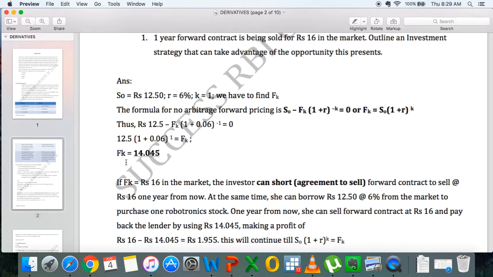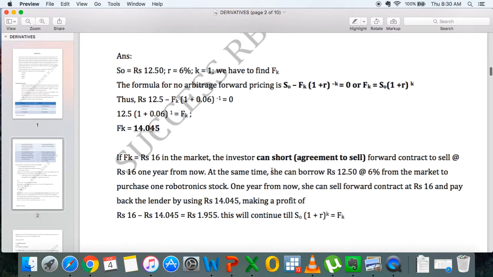But the expected future rate is 14.045. By calculation, this is the equilibrium or the expected future rate. The future rate is lower, and I can sell it for more. So I will sell the forward contract. I will short the forward contract. Now there are two terms here, short and long. Long is the right to buy and short is the right to sell. So here I will short, because then I will have the right to sell the forward contract at rupees 16 after 2 years. I have the right to sell it at rupees 16 after 2 years, but I can buy the same from the market at rupees 14.045. So I will make a profit, because I will buy it at 14 and sell it at 16, thereby making a profit of almost 2 rupees instantly.